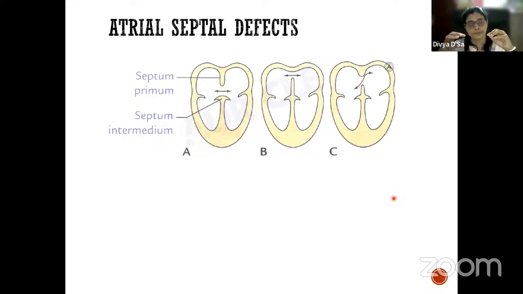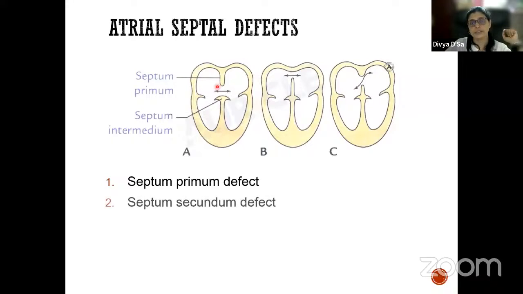Now, sometimes it may not close. So if it doesn't close, what can happen? This here was the AV cushion which formed the septum intermedium. This is the septum primum. So we see the different kinds of septal defects. This is the septum primum defect because the foramen primum remains patent. This is the septum secundum defect because the foramen secundum remains patent. And this is persistent foramen ovale. So all these are different types of atrial septal defects, or ASD.